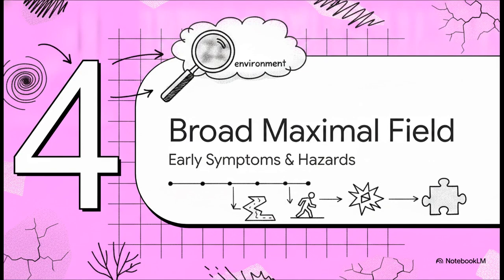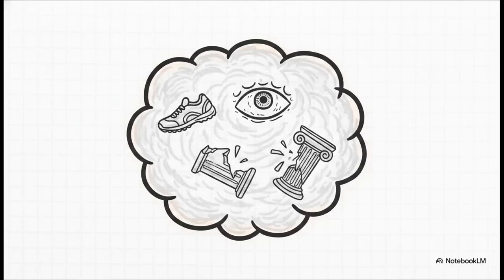Section 4. The broad maximal field. Now, let's switch to that second lens, drawing on thinkers like Umberto and Robert Paxton to map out the early symptoms. We're talking about a cult of action just for action's sake, an intense fear of difference, an obsession with secret plots, and a really deep nostalgia for a lost wholeness.